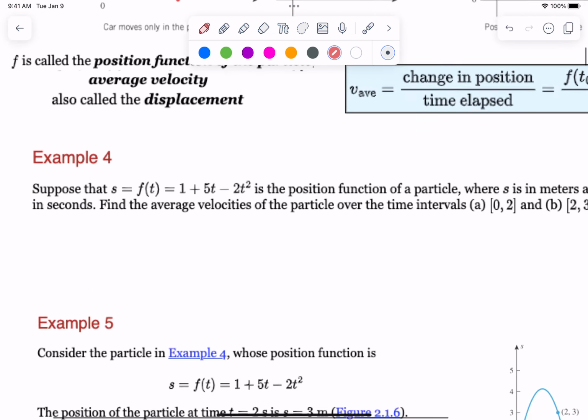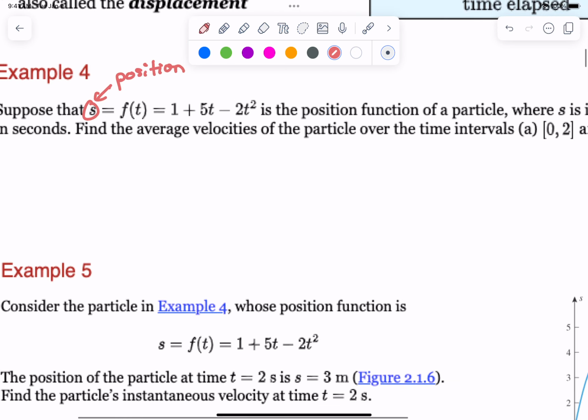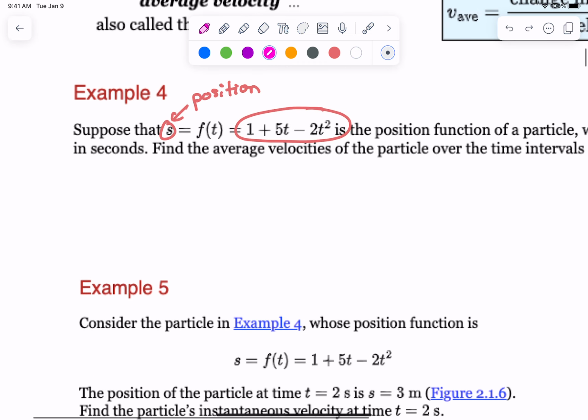Okay. All right, example 4. Let's hop onto this one. Suppose that S we talked about yesterday is the position function. And this is a parabola that's facing down. Do you know how I know this is a parabola facing down? Negative 2x squared is what he is. So this is a parabola facing down, and he's looking like this.